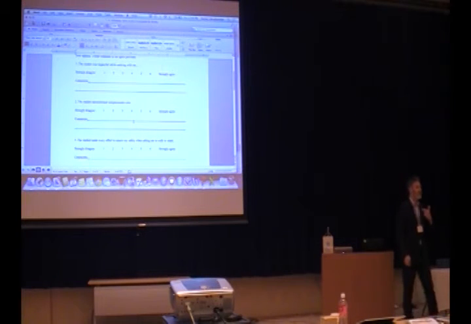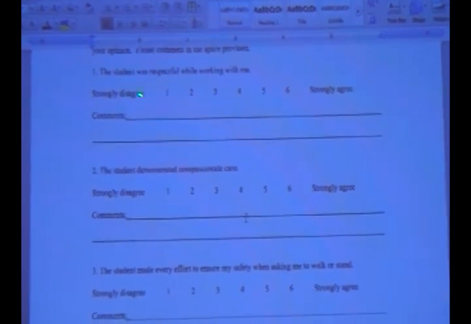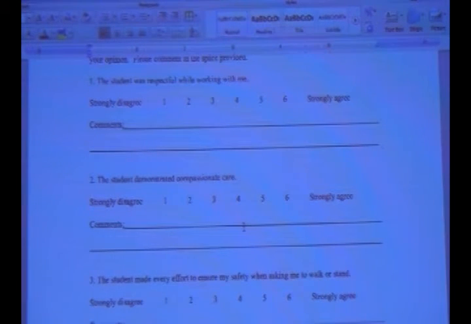These are things, when I'm thinking about what sort of feedback do I want from the volunteers, or what do I want the students to learn? So I want the students to learn to be respectful while they're working with their patient models. But it's hard for me to assess that, so that's something that I've chosen to put on the volunteer assessment form. And they can just use this simple scale of strongly disagree to strongly agree, and they can write some comments if they want. The student demonstrated compassionate care, so they rate them on that. And the student made every effort to ensure my safety when asking me to walk or stand. So just common areas that I found that the volunteers do better at.